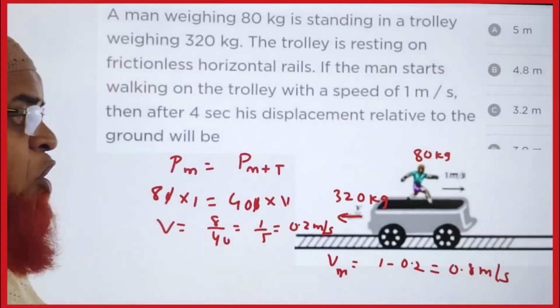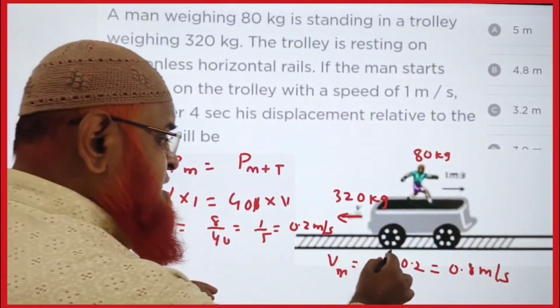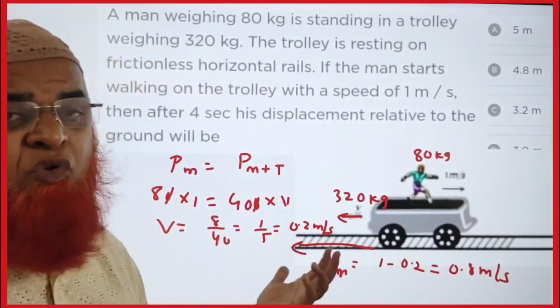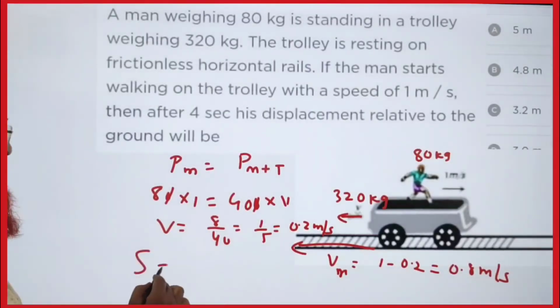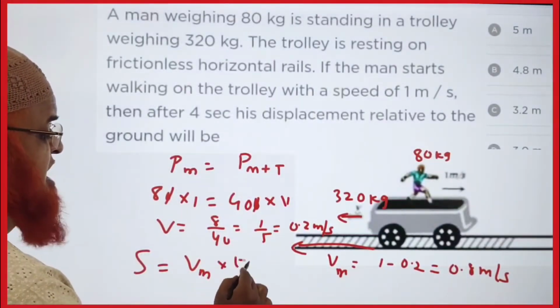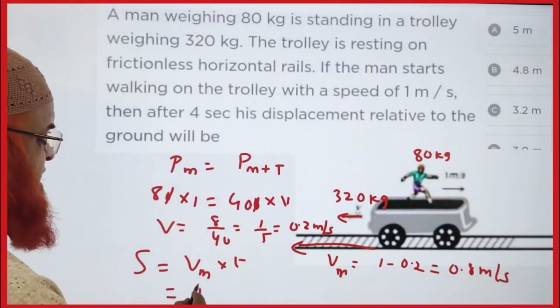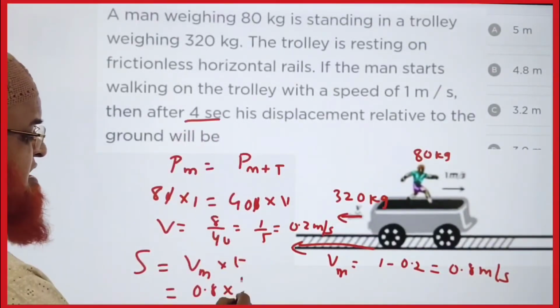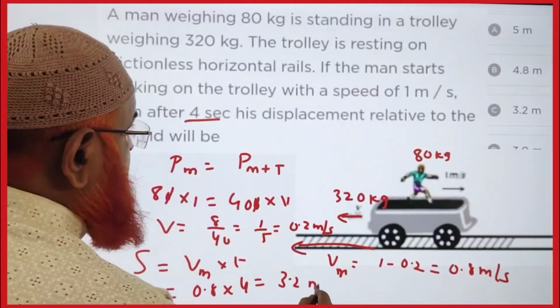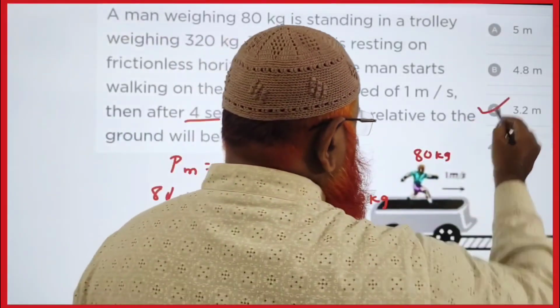He is asking us to find out how much distance the trolley has traveled from here to here, how much distance backward it has traveled. So displacement is equal to the pure velocity of the man times time. The pure velocity of the man is 0.8, and in the time of 4 seconds, that is 4. So this is going to be 3.2 meters. That's it. This is going to be our solution.